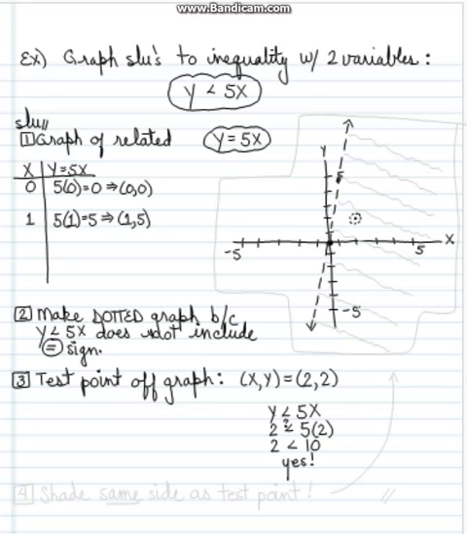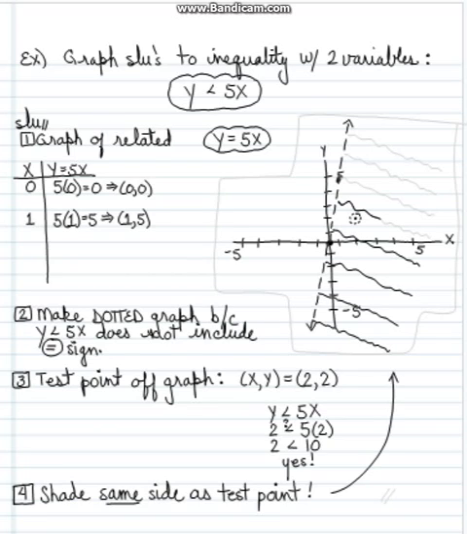All right? So the theory is, if the test point satisfies the inequality on one side of the dotted line of the graph, then all the points on that side satisfy the inequality. So we should shade the same side as the test point. Now, if that particular point failed to satisfy the inequality, we would shade the opposite side. But since this one didn't fail, we're shading the same side as the test point. So shade everything on this side of the dotted line.